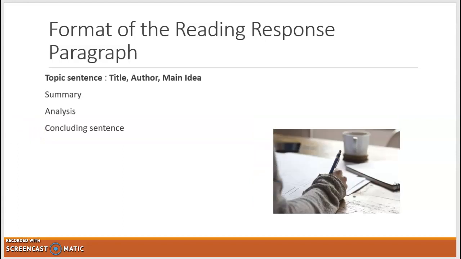Let's start with the topic sentence. The topic sentence in the reading response is the first sentence in your writing. The topic sentence has to have 3 parts. It needs to include the title of the reading that you are responding to. It has to have the author of that reading and also the main idea of the whole passage.